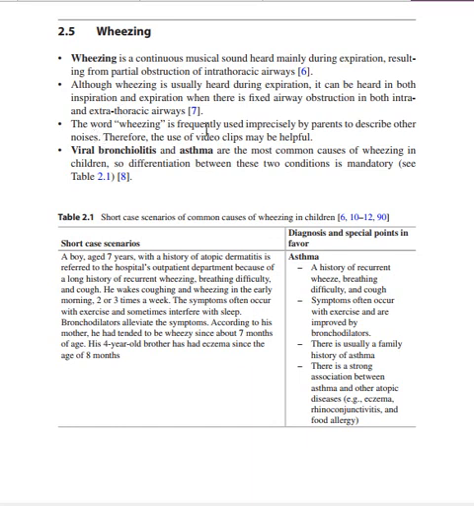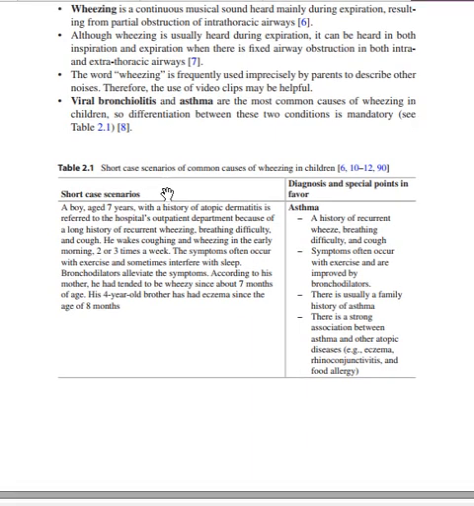The word wheezing is frequently used imprecisely by patients and by the patient's parent. So you need to emphasize more on how the sound is, for you to clarify what they are talking about. Viral bronchiolitis and asthma are the most common causes of wheezing. Usually you consider viral bronchiolitis when the child is less than 1 to 2 years, and when the child is greater than that, you think of asthma.